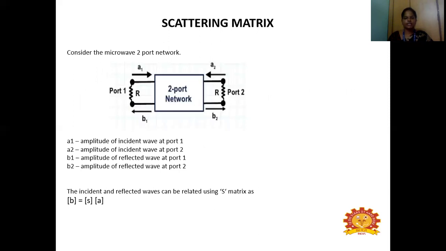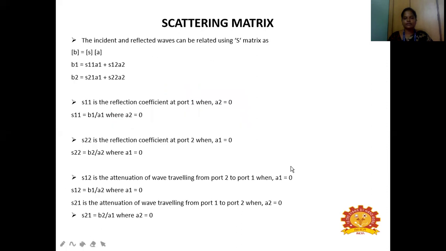So this is the microwave two-port network. Here A1 is the amplitude of the incident wave at port 1. A2 is the amplitude of the incident wave at port 2. B1 is the amplitude of the reflected wave at port 1. And B2 is the amplitude of the reflected wave at port 2. So the incident and reflected waves can be related by using the S matrix as matrix B equals matrix S times matrix A.